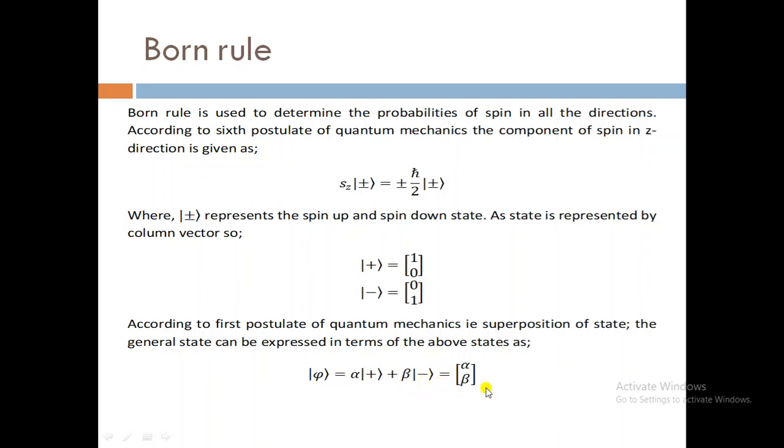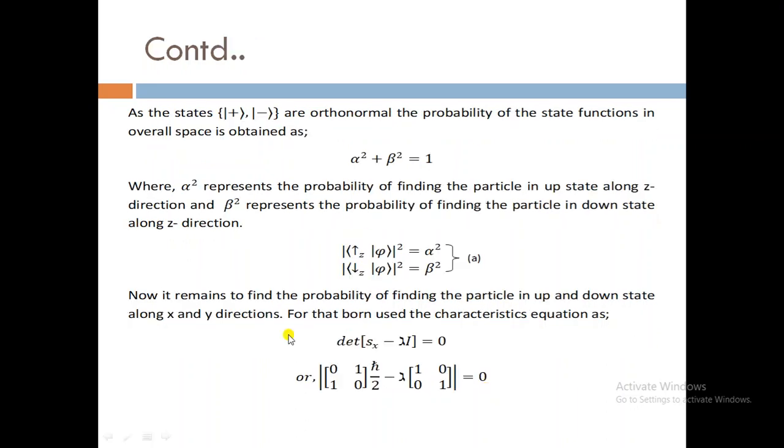So our aim is to determine the probability of spin components for that. We also have to remember that this plus state and minus state are an orthonormal set. As the states plus and minus are orthonormal, the probability of the state function in overall space is obtained as follows. For finding probability, what do we have to do? We have to take psi square, and psi square will give probability. Psi square equals psi into psi star. If we do that over the total space, the probability should be 1.